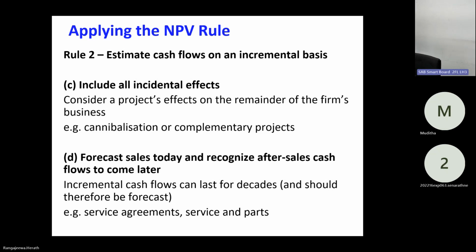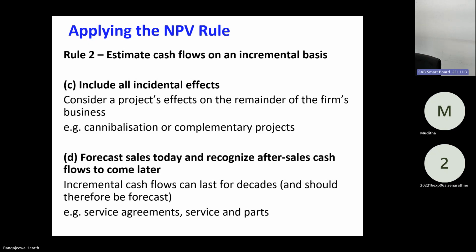However, it increases incrementally. So when you are calculating the NPV of the project, you take that into consideration. When evaluating whether this project is worthwhile, you need to consider the cannibalization effect. Right? If some sales decrease, on the other side it may be complemented.